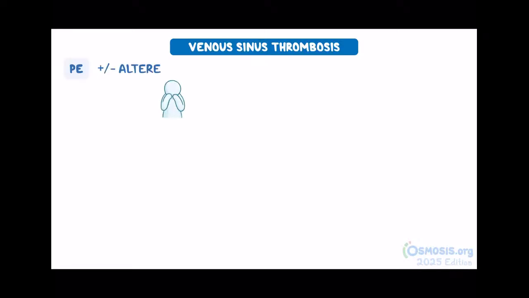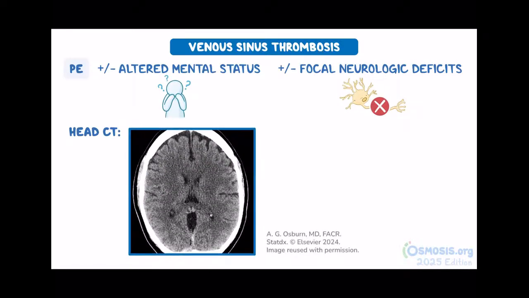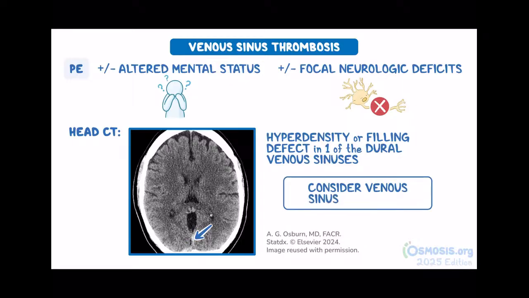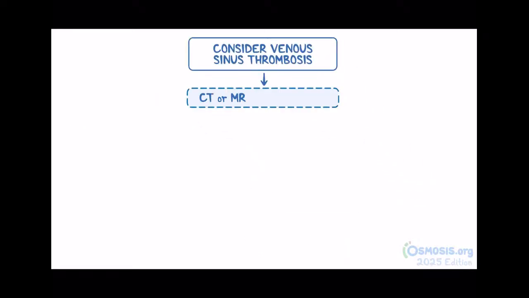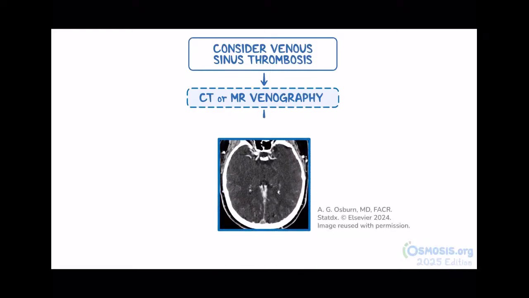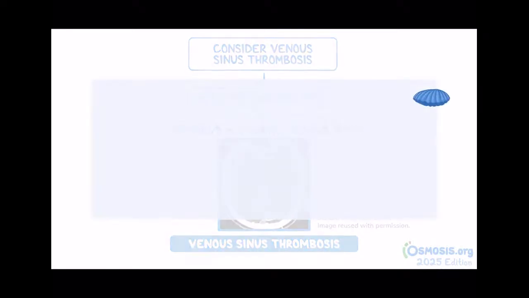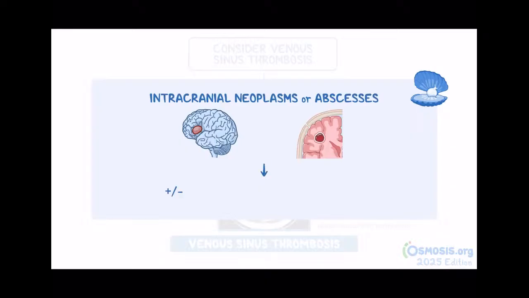On physical exam, you might find altered mental status and focal neurologic deficits. The head CT will reveal a hyperdensity or filling defect in one of the dural venous sinuses. At this point, consider venous sinus thrombosis, so immediately obtain CT or MR venography. If venography reveals a thrombus in a dural venous sinus, diagnose venous sinus thrombosis. Here's a clinical pearl. Patients with intracranial neoplasms or abscesses might also present with progressive headaches.